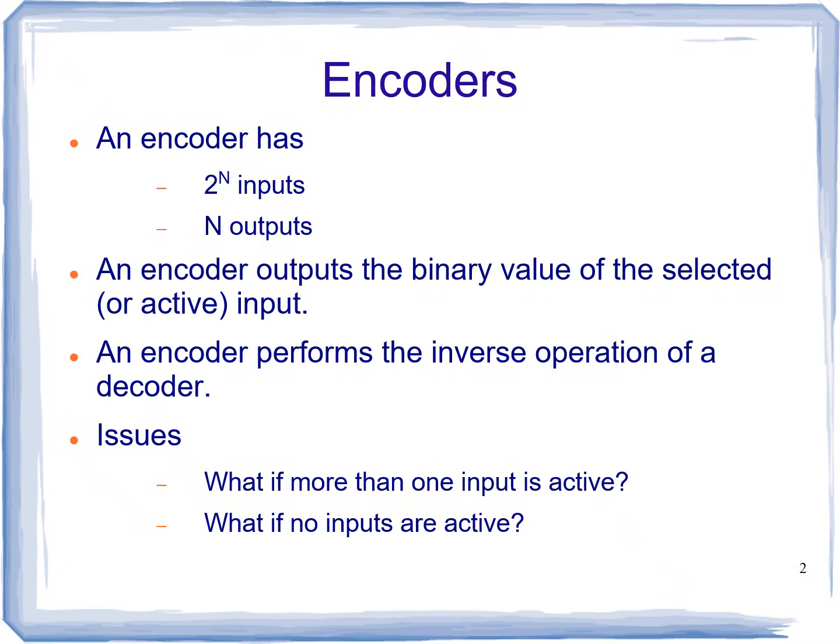What are the issues if more than one input is active, or if no inputs are active? Let us see in the next slide. There are two types of encoders: one is the encoder and the other is the priority encoder.